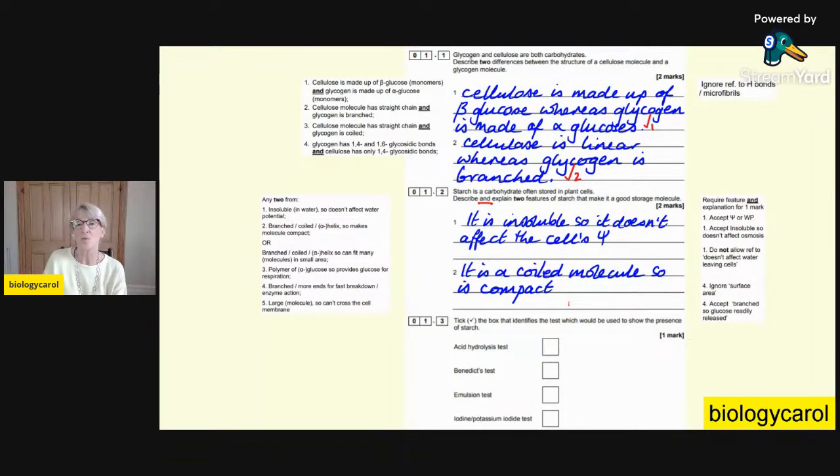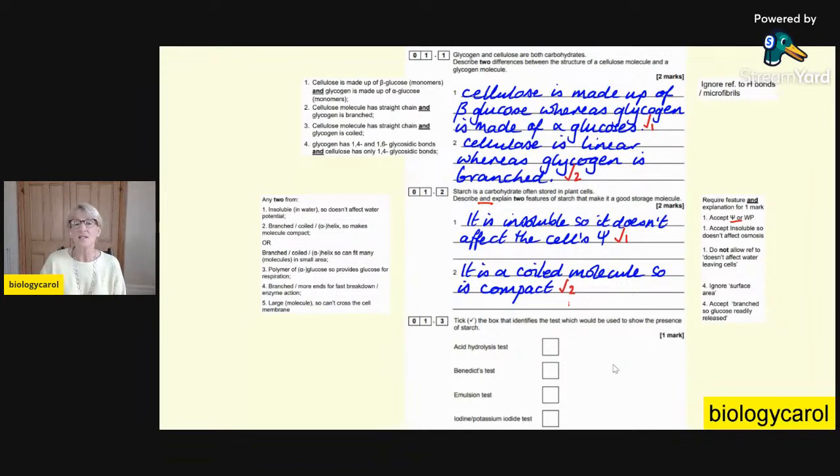Here are the examiner's comments. Notice that the psi symbol is allowed for water potential. And therefore I got mark point 1 and mark point 2. Notice that they allowed references to amylopectin if that's what you'd been taught about and that's what you put in your answer. You could talk about the branched molecules, but those are the ones most obvious to me.